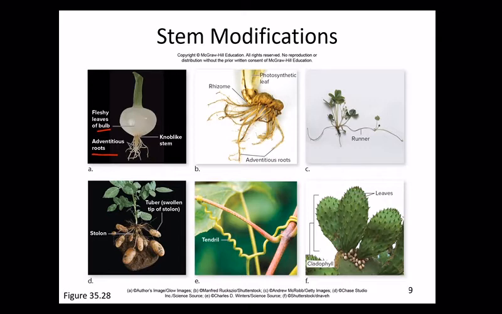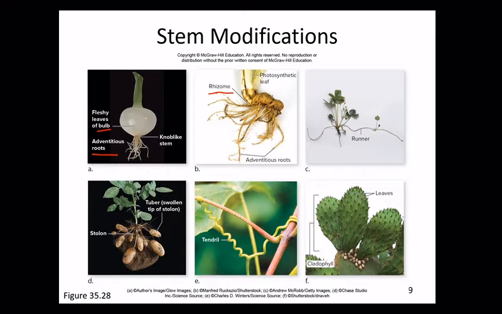A second modification are the rhizomes. And rhizomes are going to be the stems that grow underground horizontally, and they're going to have scale-like leaves that will come out at regular intervals. We will see that underground as these scale-like leaves, which will eventually grow up through to form these photosynthetic leaves that will grow out of the ground.